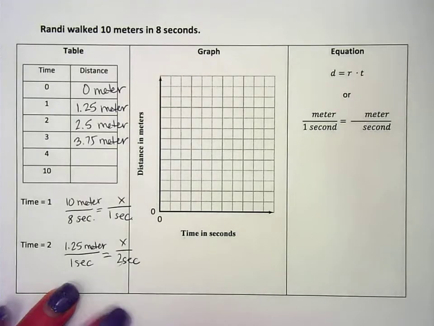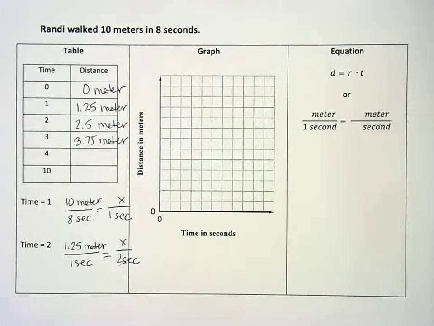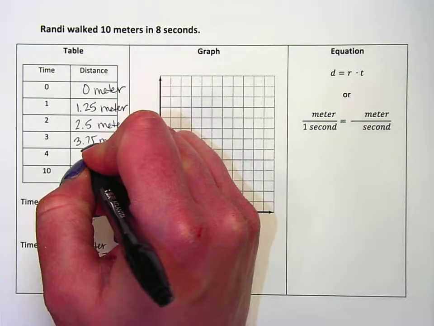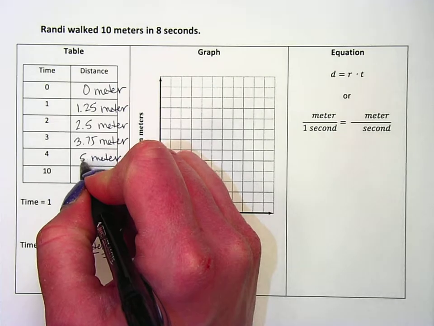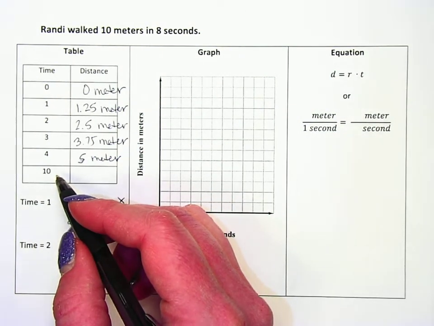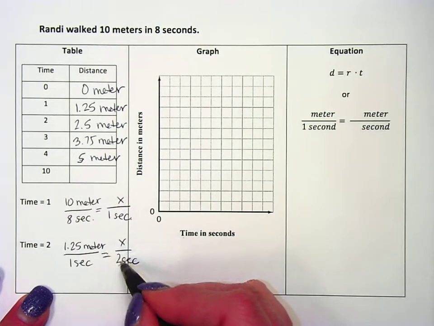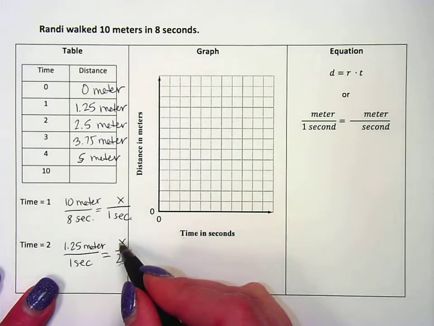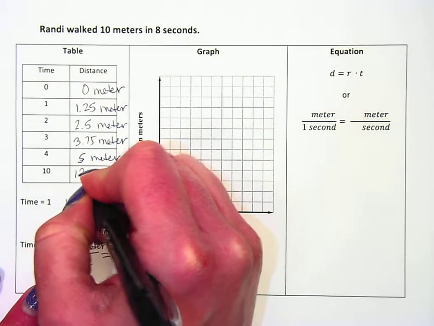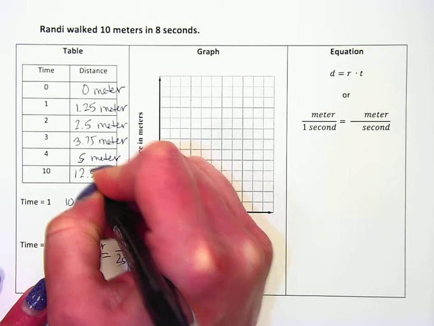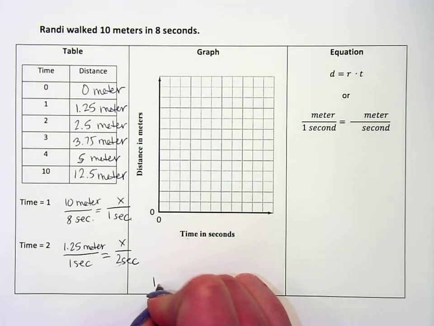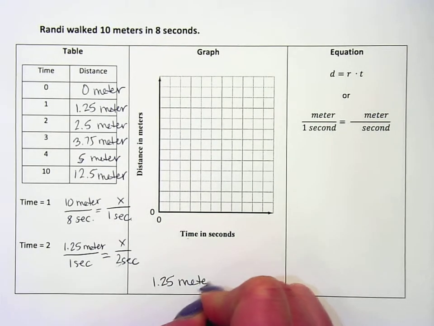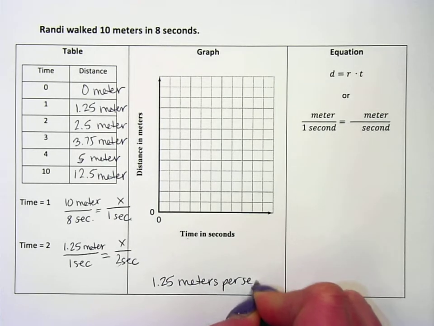After 4 times 1.25 is 5 meters. And that last one, just so we can see it in our graph, if she was to go 10 times 1.25, when I divide by 1, it'll stay the same, and we would get 12.5 meters. Okay, so we know our unit rate is 1.25 meters per second.